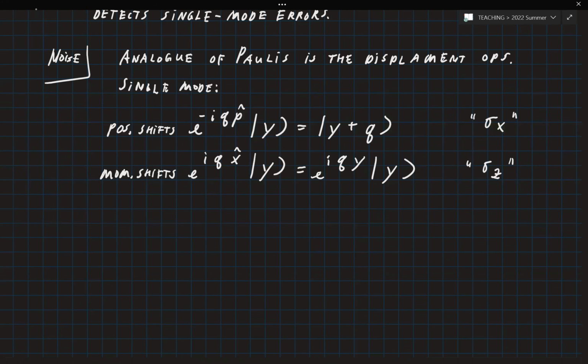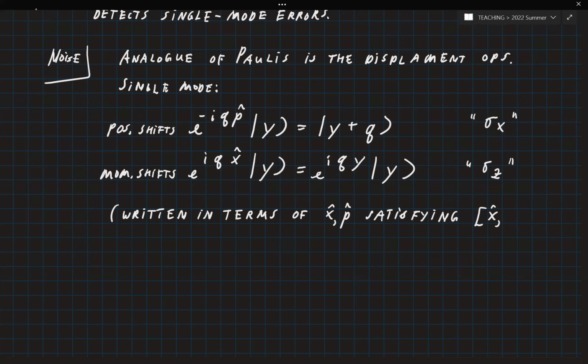I've written these in terms of exponentials of these operators, p hat and x hat. These are operators on this space. You can call them quadrature operators or just position momentum quadrature operators, satisfying the famous commutation relation: xp minus px is i.